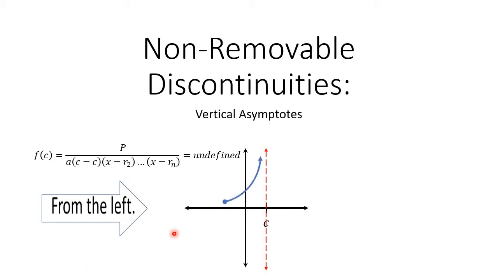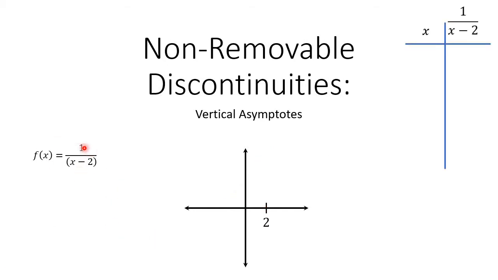From the left again, it could happen that as you get closer and closer to c, the y values are getting larger and larger without bound. And in this case, we use this notation to say the limit as x approaches c from the left side of f of x is equal to infinity, positive infinity in this case because it's increasing without bound. Here's an example. This is a very simple example. The numerator is just the constant 1, and the denominator is the binomial x minus 2, a linear binomial.